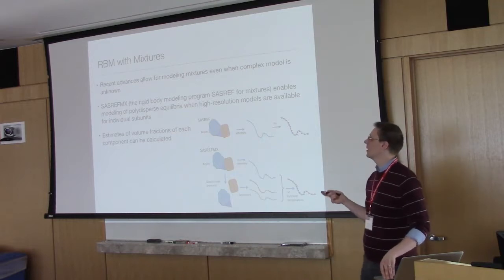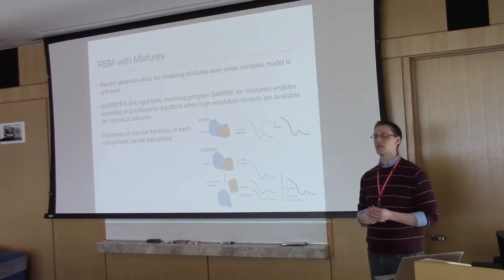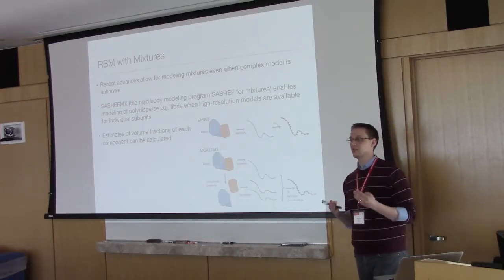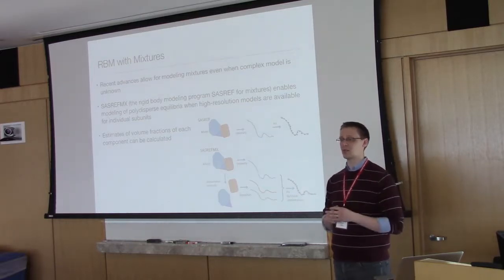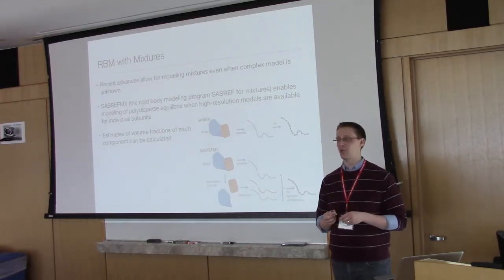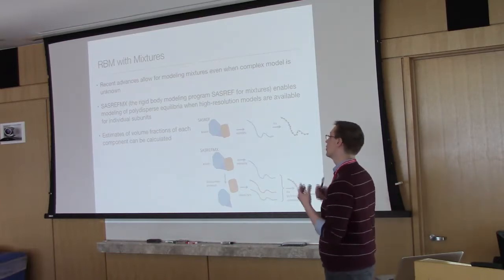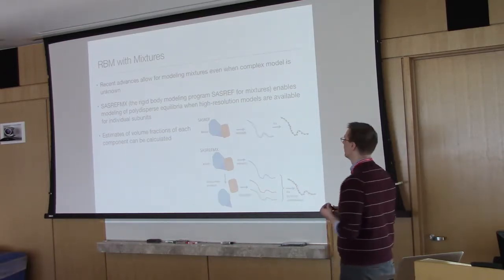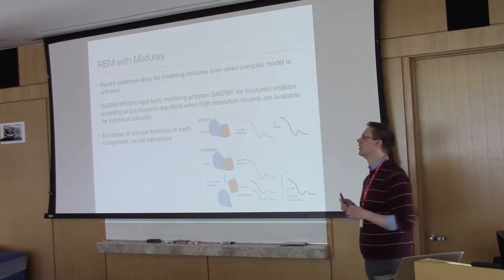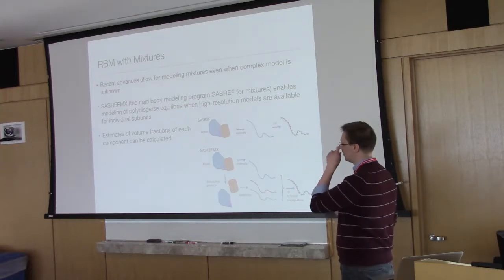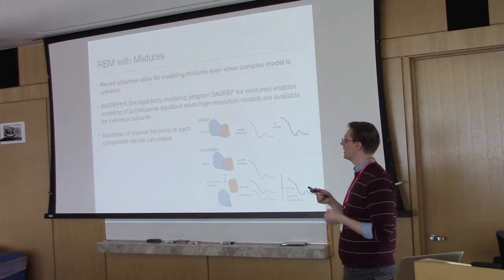You can do rigid body modeling with mixtures now, which is really great because a lot of samples are not really amenable to this idea of monodispersity. A lot of samples just say, I don't want to be monodispersed. I like half the time hanging out with my partner over here. So there are these transient complexes that you just can't get rid of no matter what you do. And so we can now account for some of these low-level mixtures.